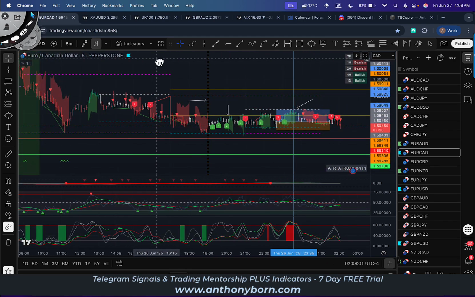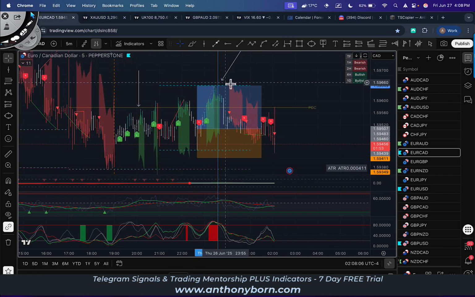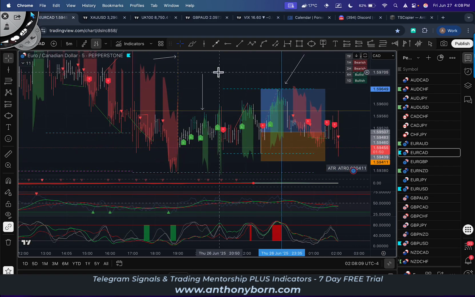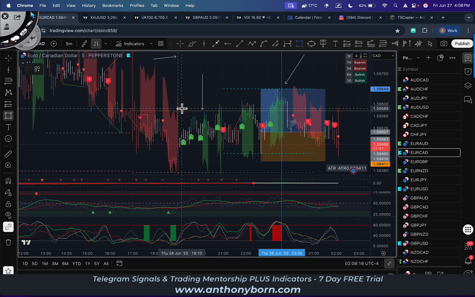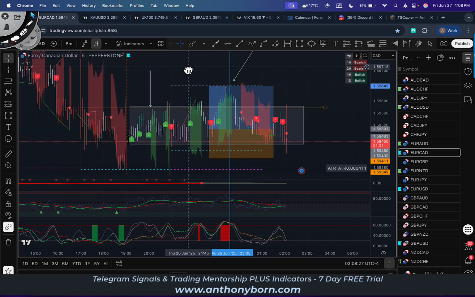EuroCAD, yeah, there was nothing here. If you had taken it, sometimes the trend will be range bound and it's just a no-go day. Look at this initial range. It really didn't break out of the initial range. There it is, we got a little bit of a break. We're looking for the breakout and momentum behind it. Well, there's nothing there, guys. So don't take that trade.